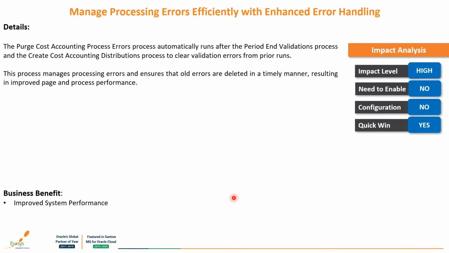The next one is manage processing errors efficiently with the enhanced error handling option. So Oracle has come up with an overall improved system performance which helps us to automatically purge the cost accounting process errors. It will run automatically after the period and validation process and the create accounting distribution. So what it is doing is purging all the cost accounting errored records from the table, which at the end will enhance the performance of the page.